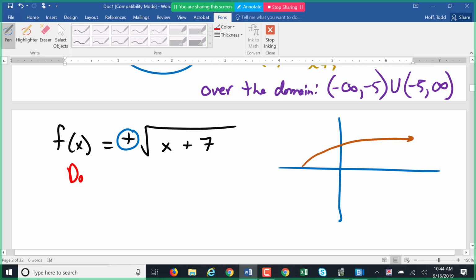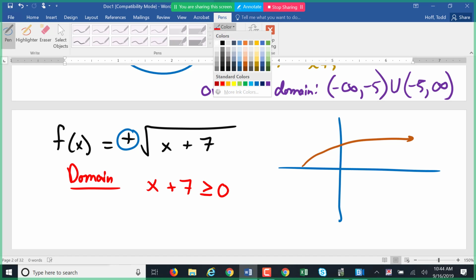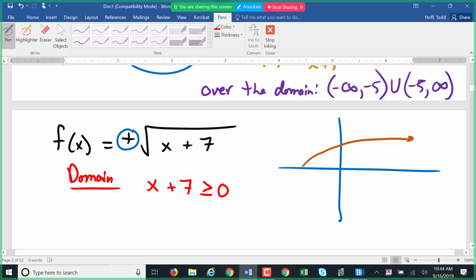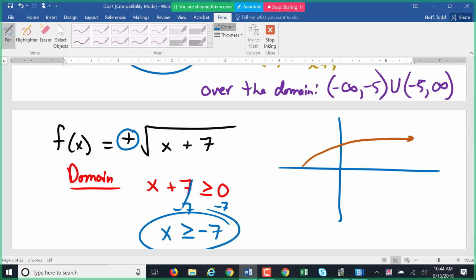So the domain for this, the x plus 7 has to be greater than, can it be equal to 0? Sure, the square root of 0 would just be 0. So we solve that to define the domain by subtracting 7. x has to be greater than or equal to -7. There is our domain.